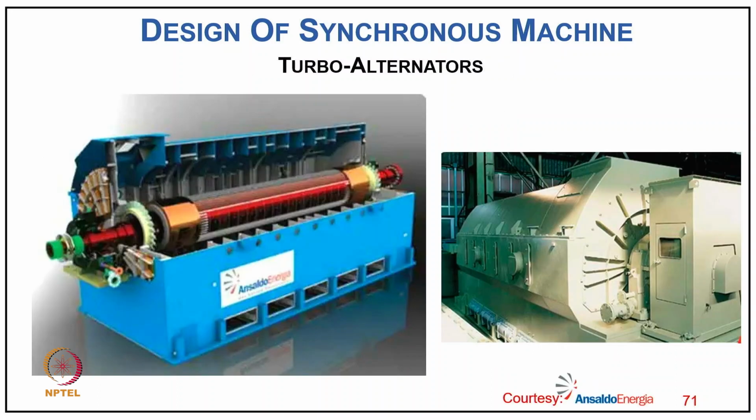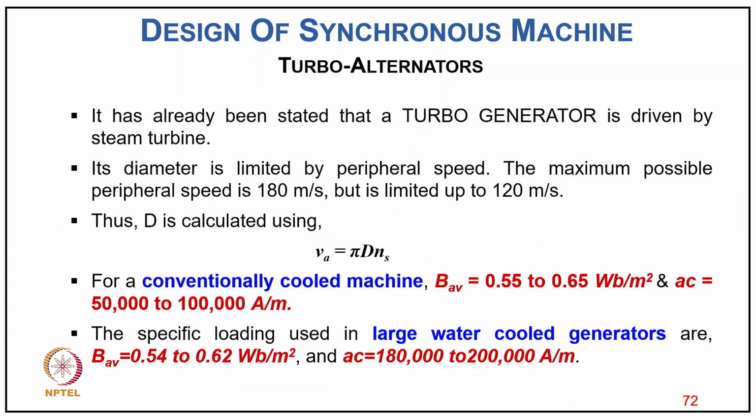Now you can see a photograph of a large turbo generator. For the design of a turbo generator, or you can call it a cylindrical machine, it has already been stated that a turbo generator is driven by a steam turbine. Its diameter is limited by the peripheral speed. The maximum permissible peripheral speed is 180 meters per second, but it is normally limited to 120 meters per second.